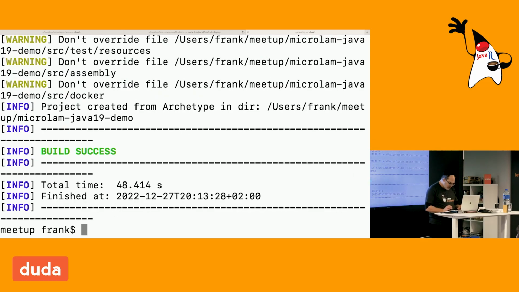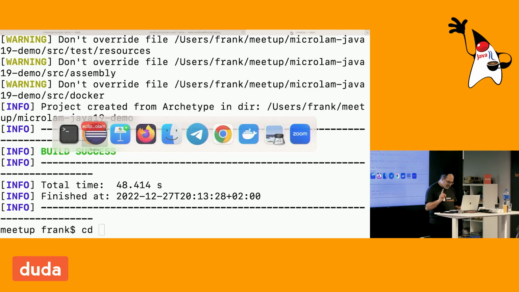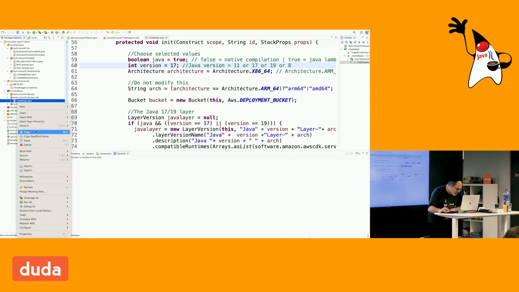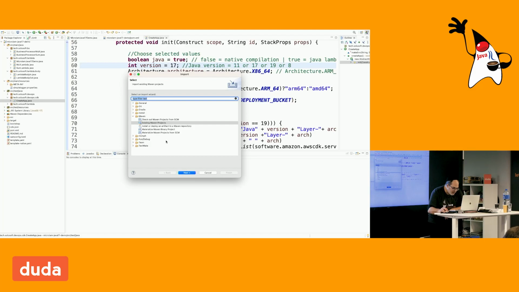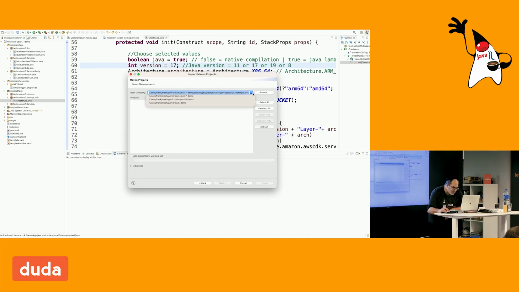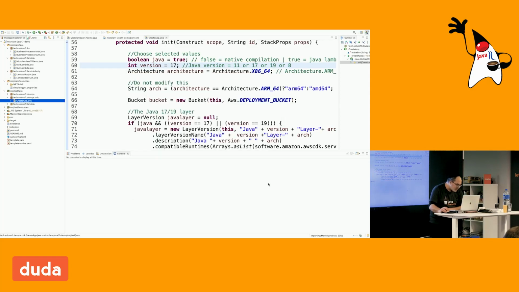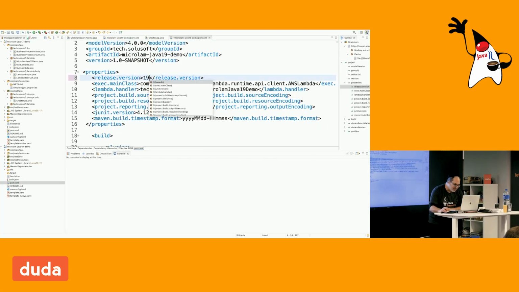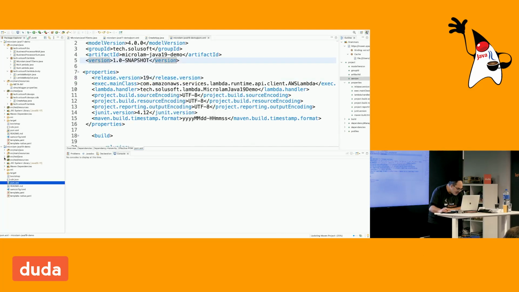Okay. So now, what we need to do is change the files. I will import the project. Okay, so this is this one. We have two files to change. The POM, because now we want to use Java 19. And the second thing, the create app file for the CDK in the CDK package.